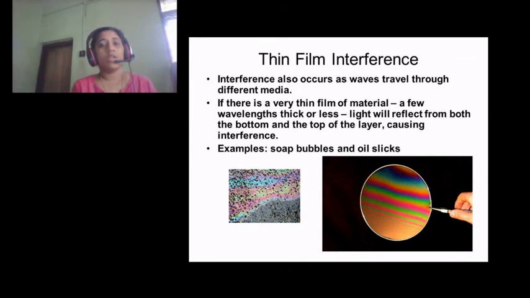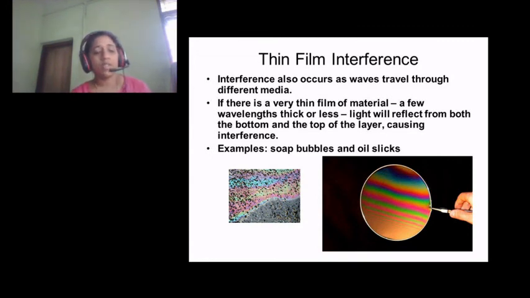So here it occurs as waves travel through different media. Here the light beam is undergoing two types of media, one the air and the other the material of that thin film. So this will happen only if the thickness of the material is comparable to the wavelength of the visible light.